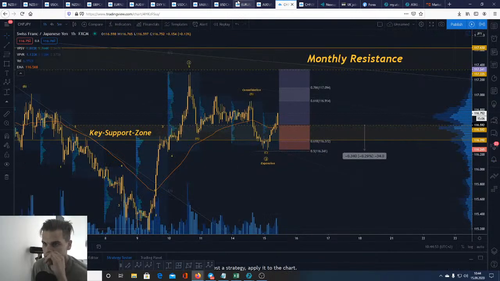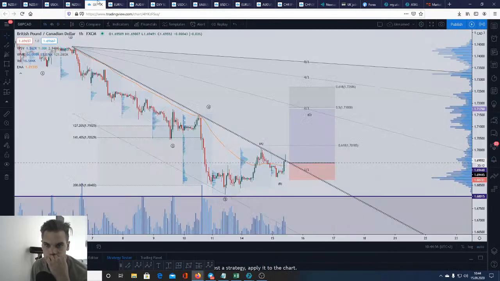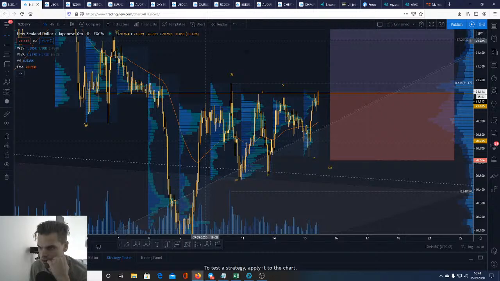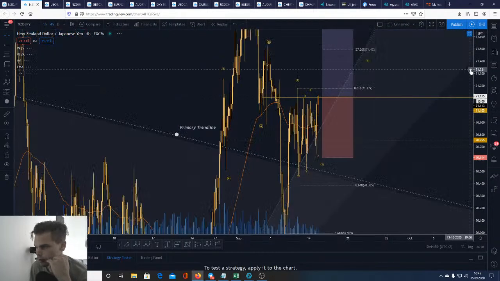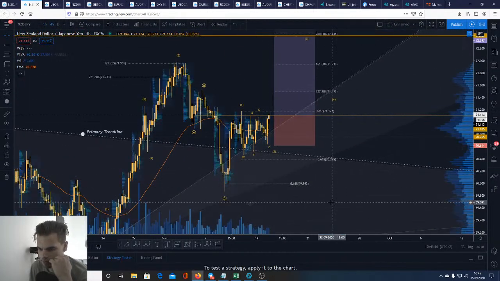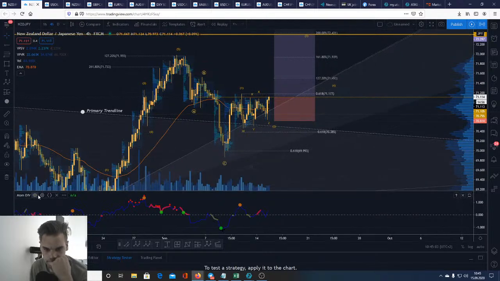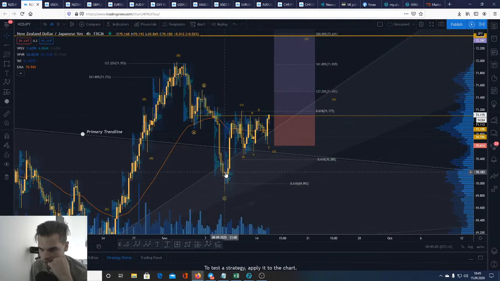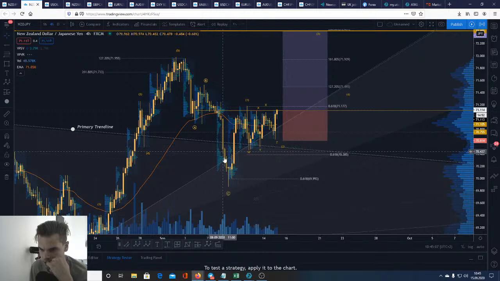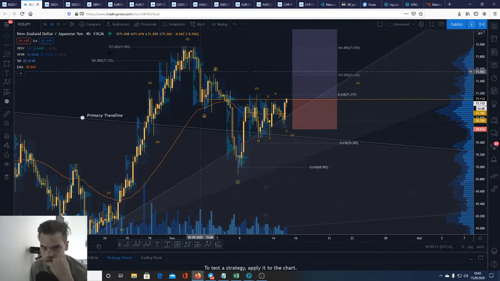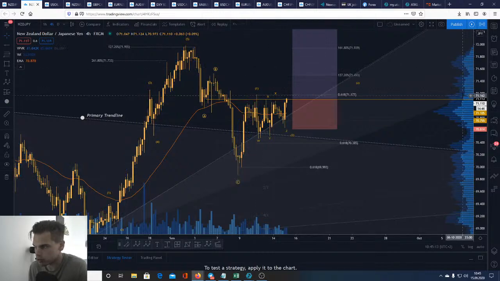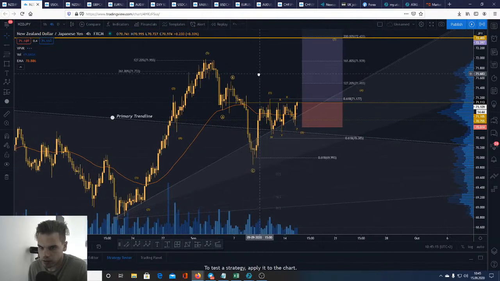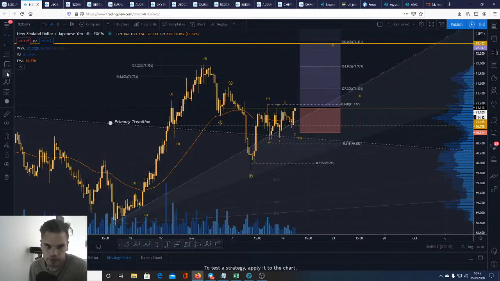CHF dropping. Euro USD pumping. Nice. It looks pretty good to me. Also, what I like is this fake out here. This is a nice preparation. This fake out is showing the stop loss fishing before it actually moves up, and so accumulation of volume, pretty good.